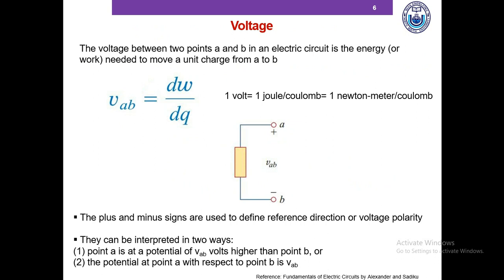Okay, now we're going to talk about voltage. So the voltage between 2 points A and B in an electrical circuit is the energy or work needed to move a unit charge from A to B. So therefore the voltage equals the rate of change of energy, W here, with respect to charge, Q here, and the unit is joule per coulomb, which is also commonly referred to as volt.